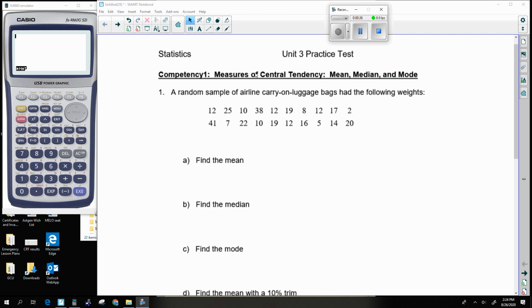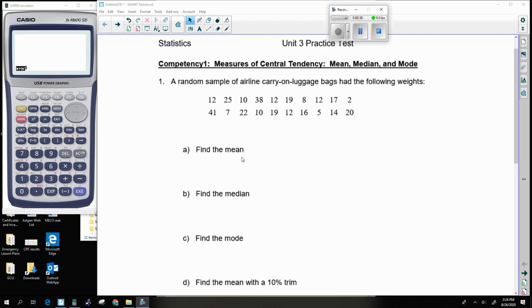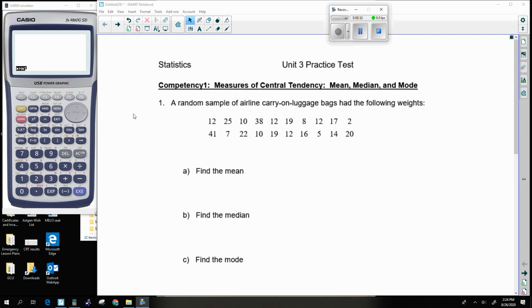All right, so here we go. We begin with competency 1, and we're asked to find all these different averages. So let's go ahead and fire up our calculator. And here I have some stuff in there, so I'm going to delete it and enter these numbers into my calculator.